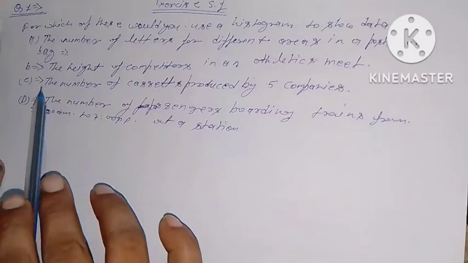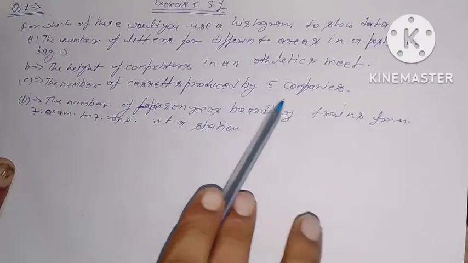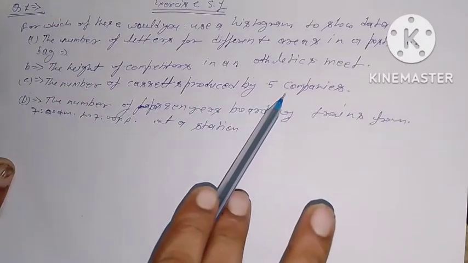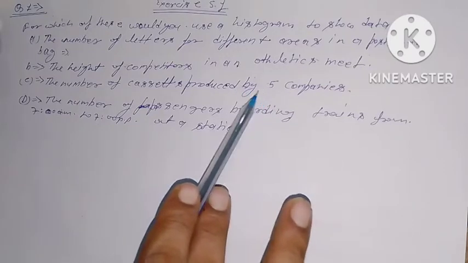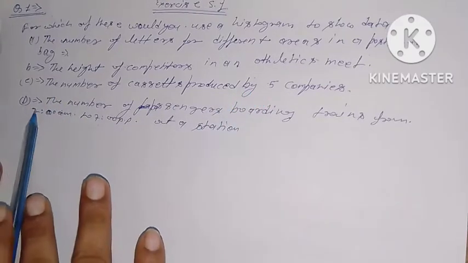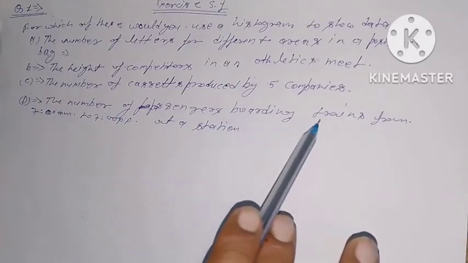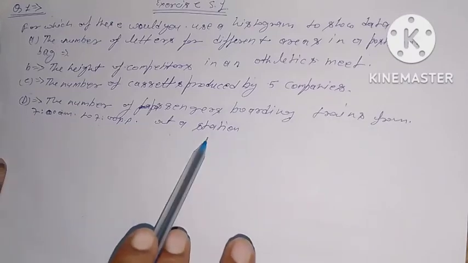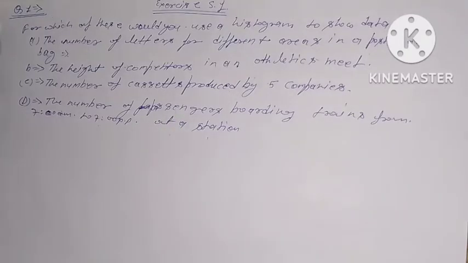Data C is the number of cassettes produced by 5 companies. That means the 5 companies produce different types of cassettes. And D, the number of passengers boarding trains from 7 a.m. to 7 p.m. at a station. So, we need to decide for which data we will use a histogram.